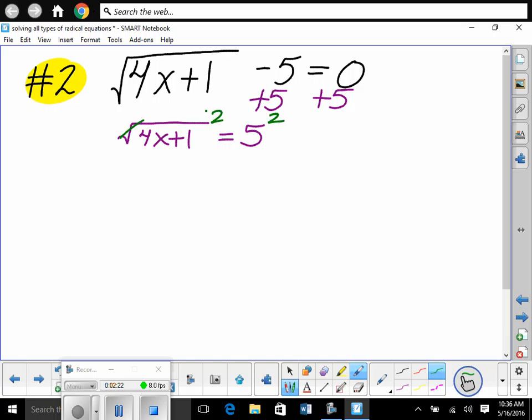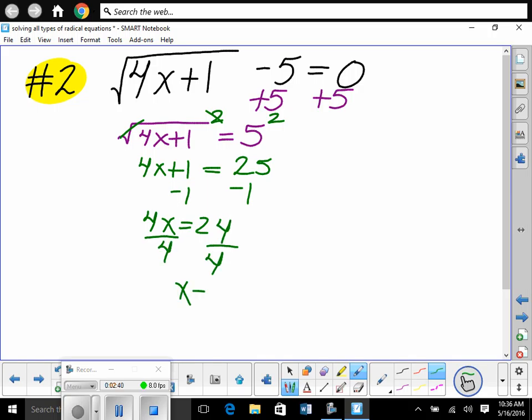On this side, the root cancels out with the power, leaving us with 4x plus 1 is equal to 5 squared, 25. From there, we're solving for x. Pretty easy. Subtract 1. So we have 4x is equal to 24. Divide by 4. x is equal to 6.